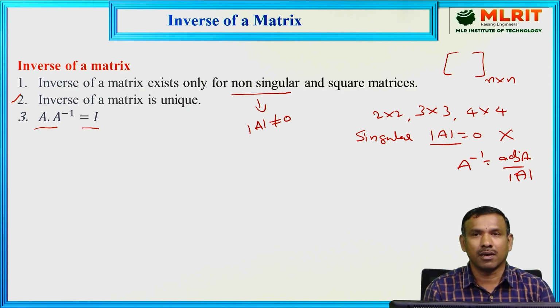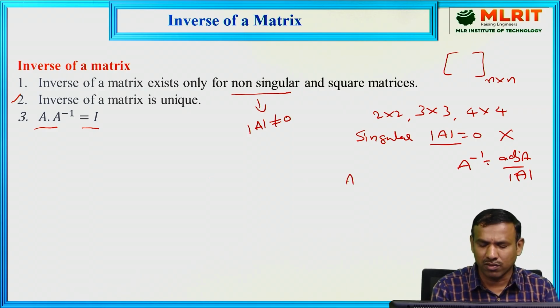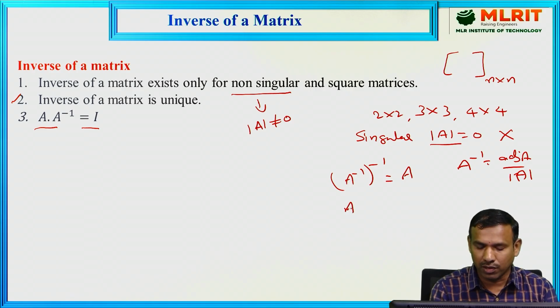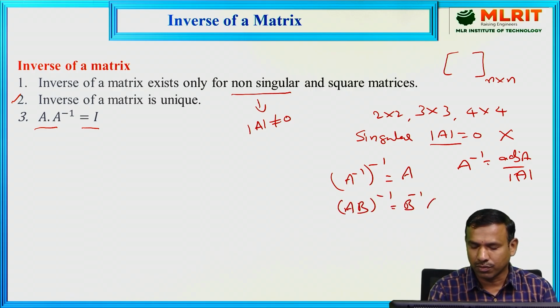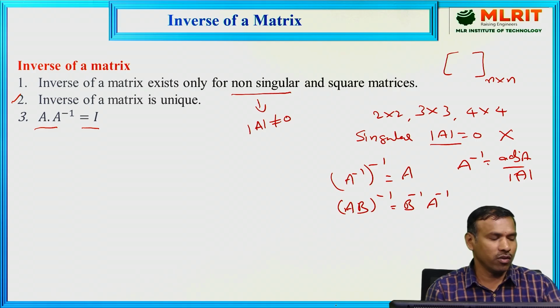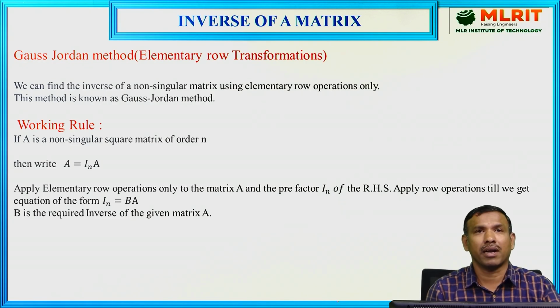Some more properties we used to discuss: A inverse, whole inverse, is equal to A again. AB whole inverse is equal to B inverse into A inverse. We know these properties of the inverse of a matrix very well. This is a recap.